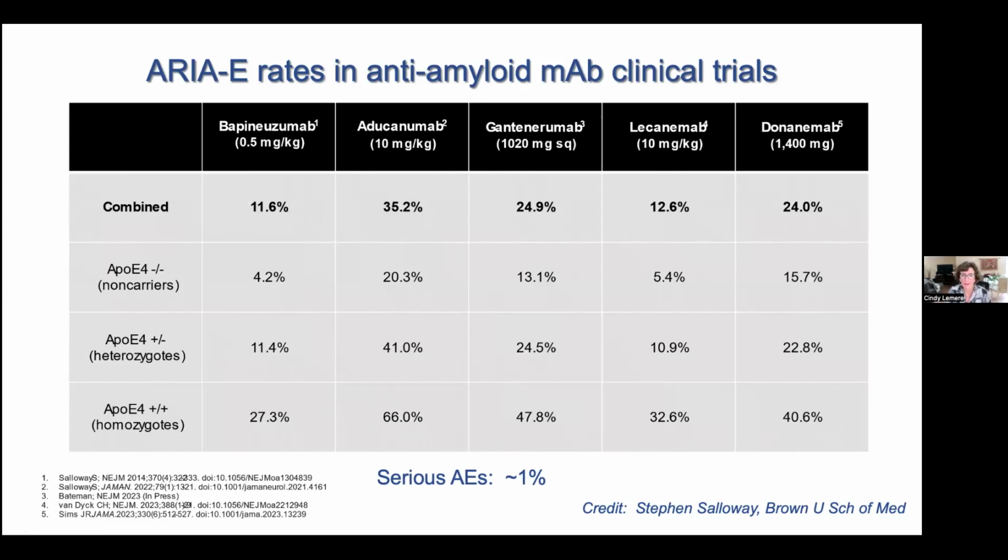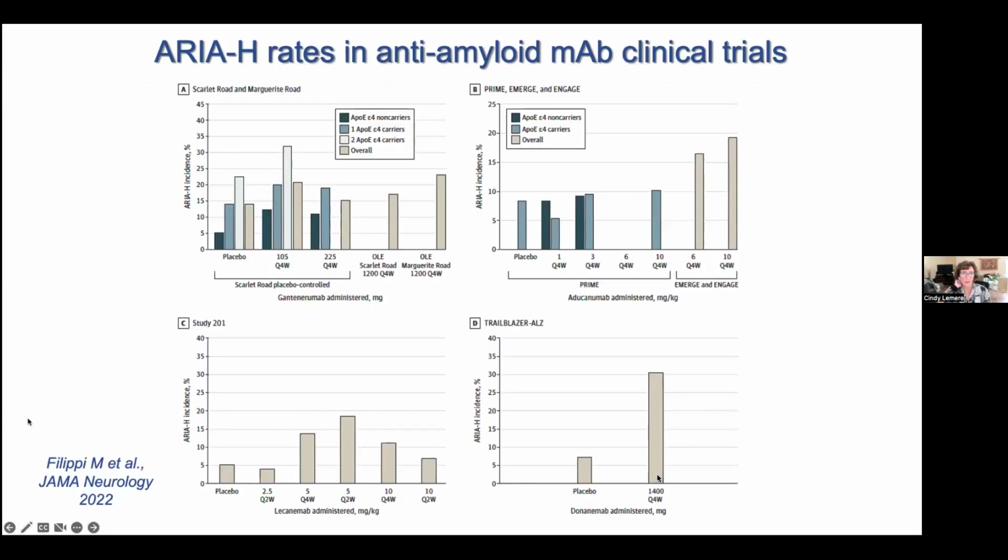Now keep in mind, most of it is transient ARIA, and the patients don't even know that they have it. It's completely asymptomatic. It's just seen on imaging. However, in some individuals, it can be very serious. This is about 1% of individual patients in clinical trials thus far.